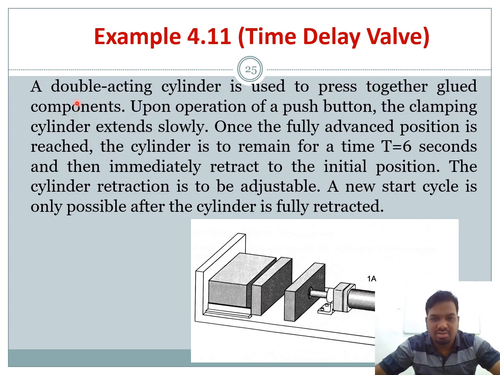A double acting cylinder is used to press together glued components. Upon operation of a push button, the clamping cylinder extends slowly. Once the fully advanced position is reached, the cylinder is to remain for the time t equals 6 seconds and then immediately retract to the initial position. The circuit retraction is to be adjustable. A new start cycle is only possible after the cylinder is fully retracted. Meaning in this circuit that you need to design, you need to introduce a time delay of 6 seconds, only one time delay, after the cylinder is fully extended.